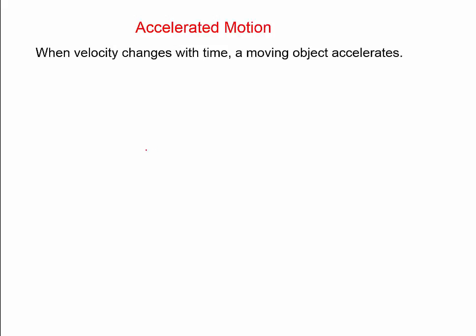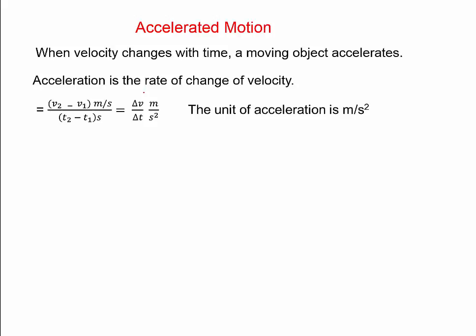We will now look at the concept of acceleration. Now, when will a moving object be accelerating? Well, a moving object accelerates when the velocity changes. So when velocity changes with time, we say a moving object is accelerating. And how do you define acceleration? Acceleration is the rate of change of velocity. Now, you have actually seen this kind of definition before. What does that mean? Rate of change of velocity. It means a change in velocity divided by time. That's what the rate of change means.